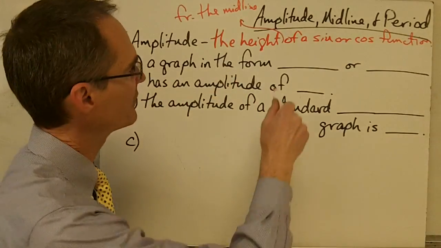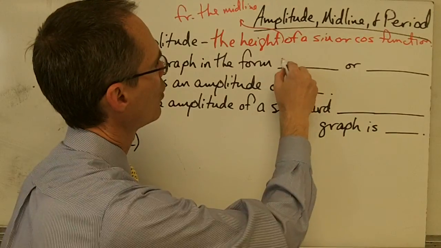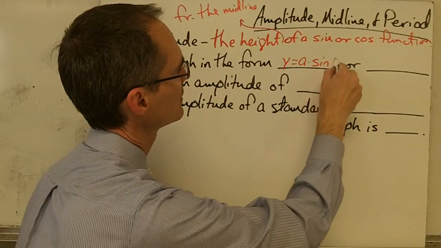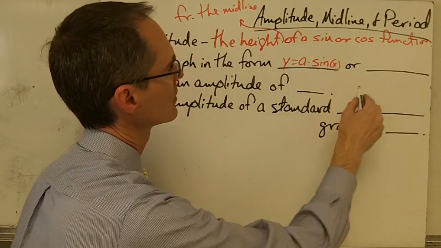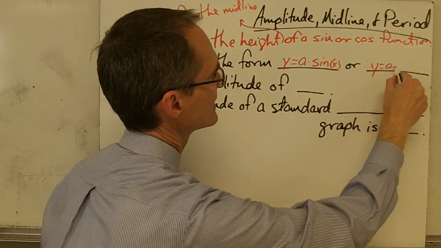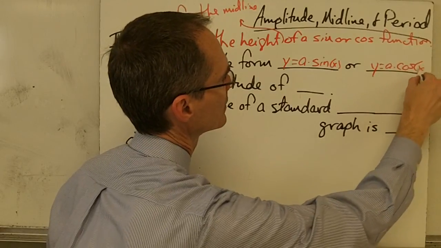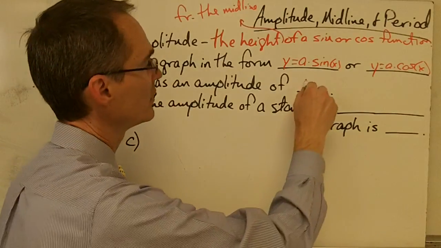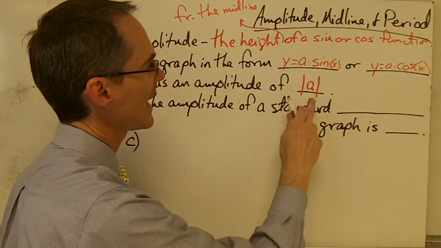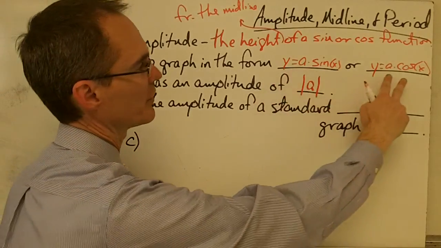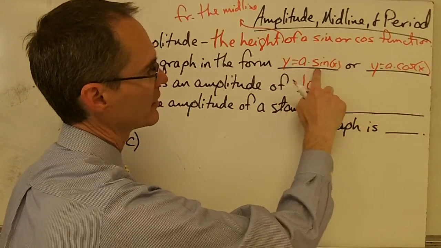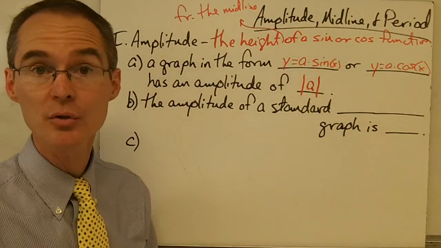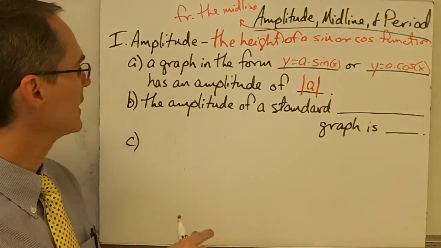If you have a graph that's in the form of y equals a times sine of x, or y equals a times cosine of x, well, then that graph is going to have an amplitude of the absolute value of a. In other words, this is the form of your function. That a, the number in front of the sine or the cosine that's multiplied in front, tells you what the amplitude of your function is. It tells you how tall it is.